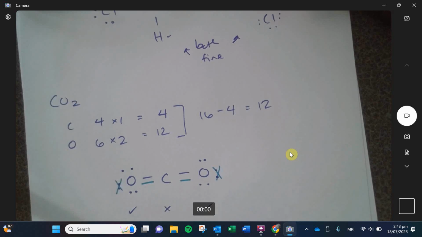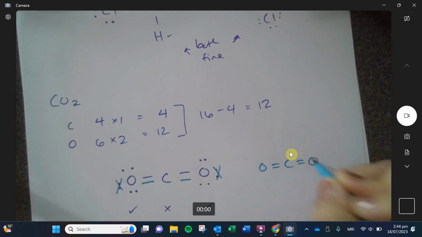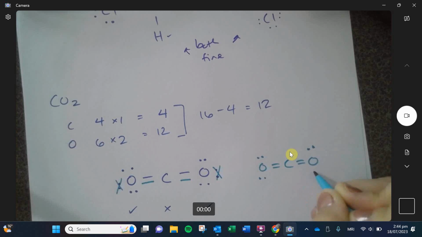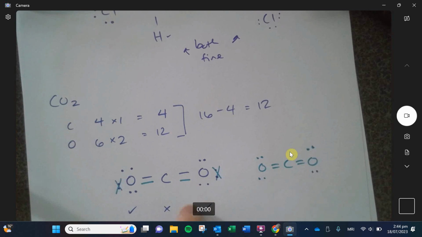So if I was to clean this up and draw this properly, I would show O double bond C double bond O, and then 4 valence electrons on each oxygen. So that's just the same thing tidied up. And again, if we go through and double check, now I have on my carbon 2, 4, 6, 8. Carbon is now fine.